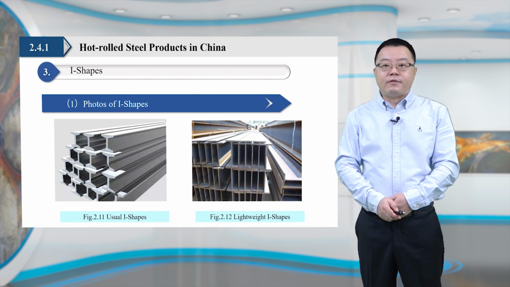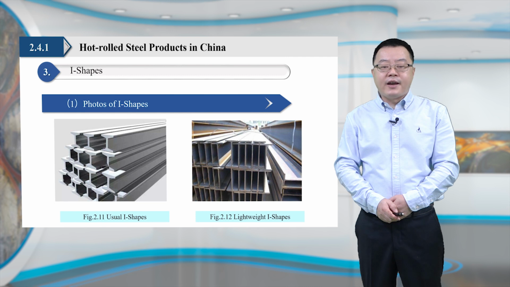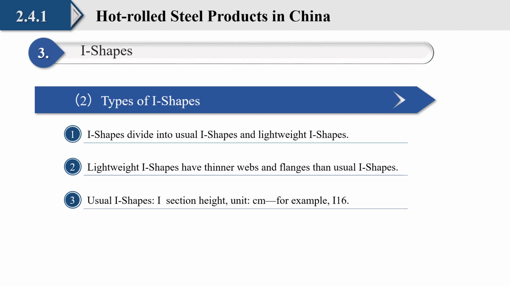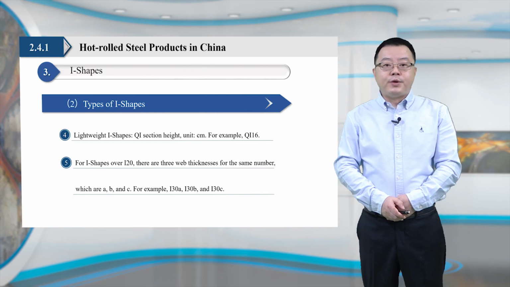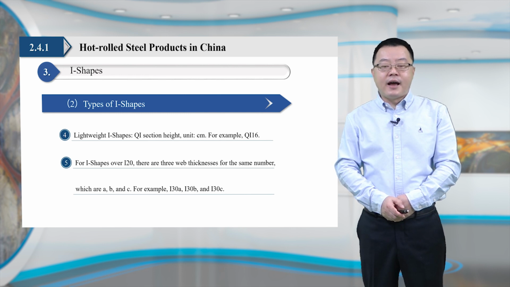The third type of hot-rolled steel products is the I-shapes, which are divided into Europe I-shapes and lightweight I-shapes. Compared to the Europe I-shapes, the lightweight I-shapes have thinner webs and flanges. The representation method of Europe I-shapes is I-section height, and the unit is centimeter. The representation method of lightweight I-shapes is QI section height, and the unit is centimeter.